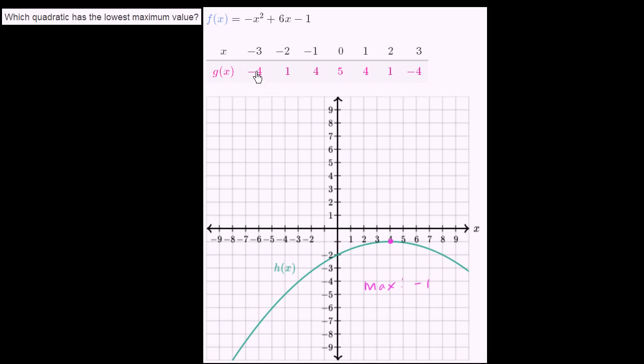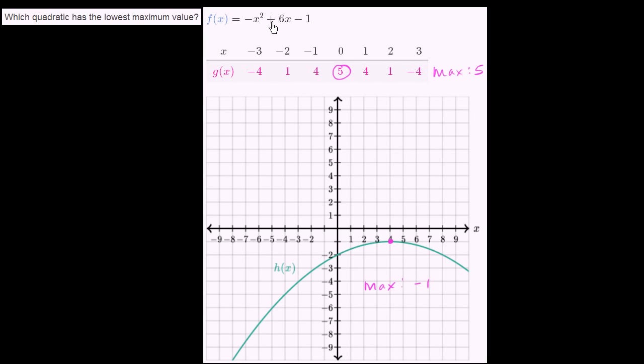Now, what's the maximum for g of x? And they've given us some points here. And here, once again, we can just eyeball it and say, well, what's the maximum value they gave us? Well, 5 is the largest value. It happens when x is equal to 0. G of 0 is 5. So the maximum value here is 5.